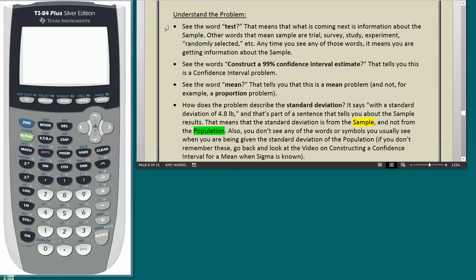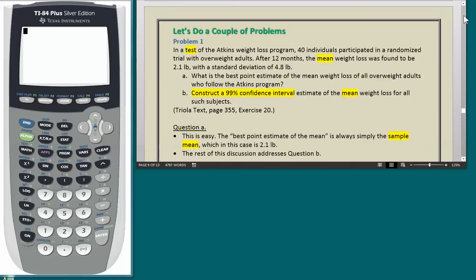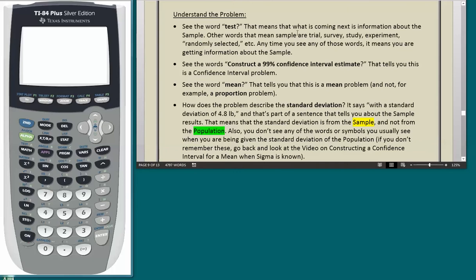So the first step is to understand the problem. Do you see the word test? Let's go back up and look at the problem and see where we see the word. There it is. I even highlighted it. So we see that word test. That means that what is coming next is information about the sample. So the word test tells you that you're going to be getting information about the sample. Other words that mean sample: trial, survey, study, experiment, randomly selected. Anytime you see any of those words, it means you are getting information about the sample, and it's very important that you recognize that.